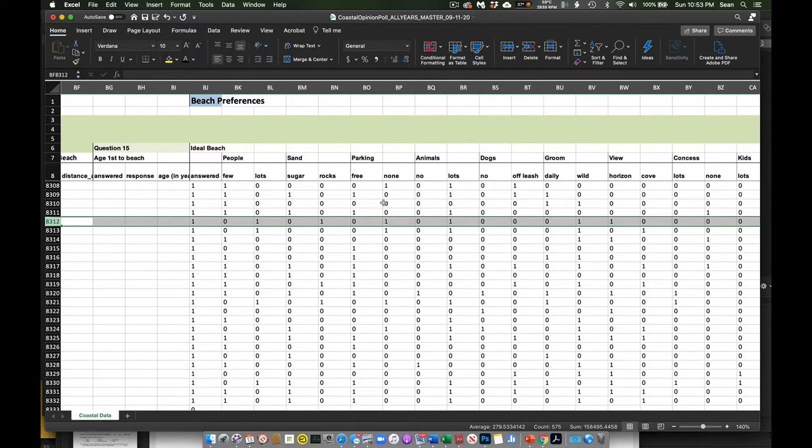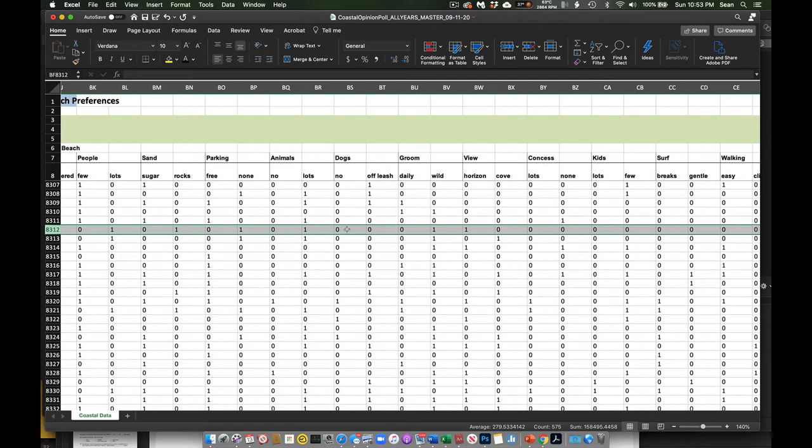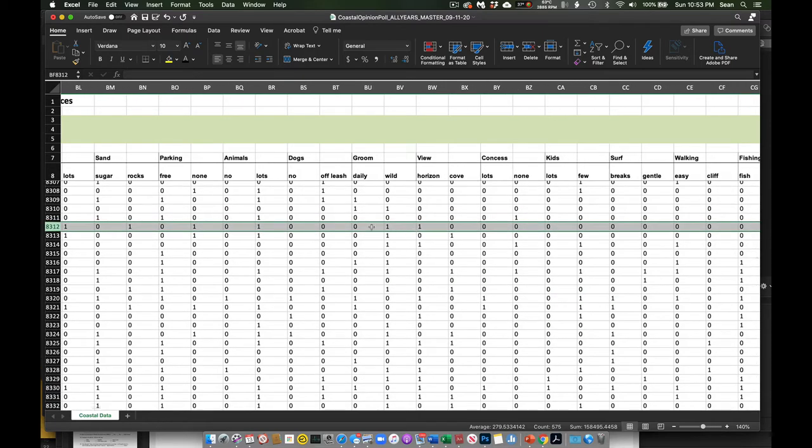Next was free parking, between no parking, a beach without any animals, or a beach with lots of animals, a beach with no dogs, or a beach with dogs that are just running around off leash, a beach that's groomed daily, so cleaned with a mechanical rake, or is relatively wild with logs and plants and things of that nature.